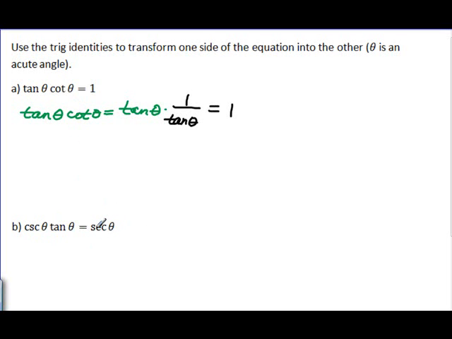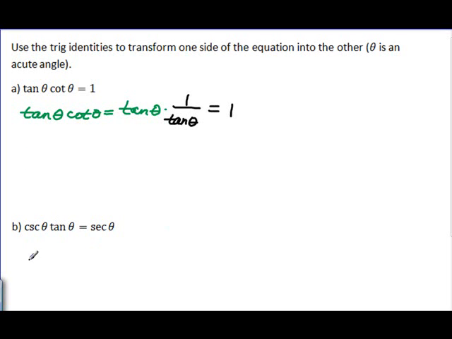So kind of think about what all those things have in common. Secant is a reciprocal of cosine, cosecant is a reciprocal of sine, and tangent is sine over cosine. So if we can take the left hand side, write it in terms of sine and cosine, we can eventually get to the right side.